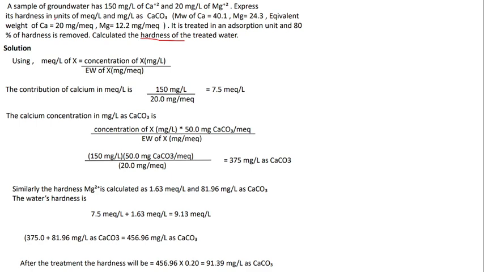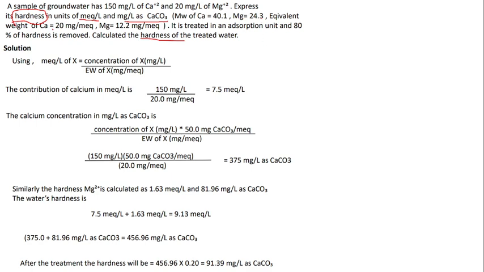Express the hardness in units of milli-equivalent per liter and mg per liter as calcium carbonate. Two questions are asked. First, they ask you to find the hardness, but in two different units. One should be in the unit of milli-equivalent per liter, and another one is as mg per liter as calcium carbonate.